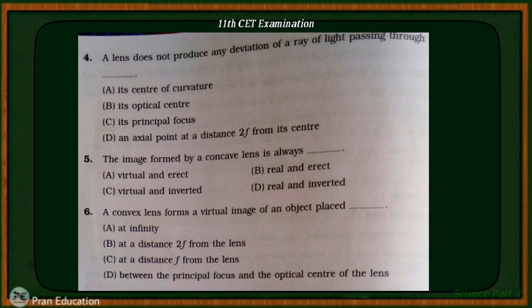Fifth, the image formed by a concave lens is always dash. Options: A virtual and erect, B real and erect, C virtual and inverted, D real and inverted. The correct option is option A, virtual and erect.